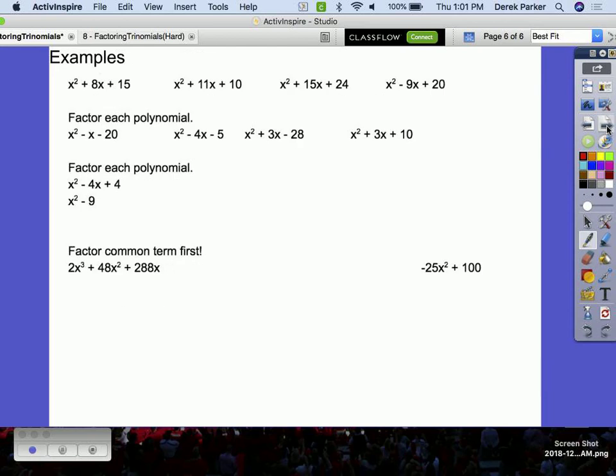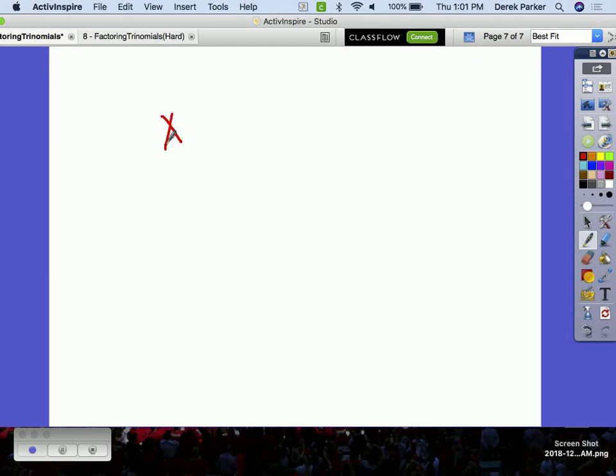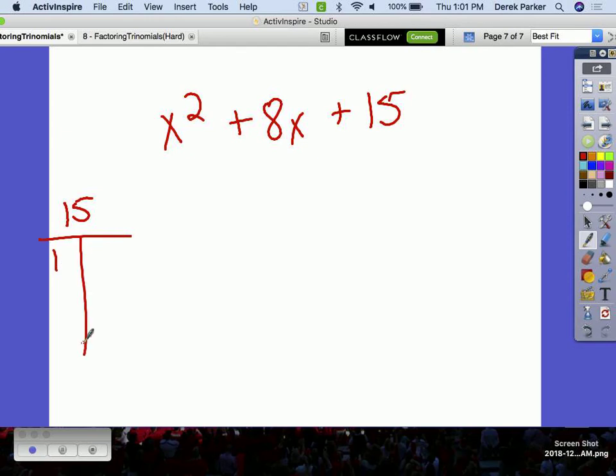Okay? So now, I'm not going to do all these examples. I'm going to do this one first. X squared plus 8x plus 15. Okay, so both are positive, so that means both of my factors need to be positive. Now, I'm going to list out all the factors of 15. 1, 15, 3, and 5. 1 plus 15 does not equal 8, but 3 plus 5 does equal 8.